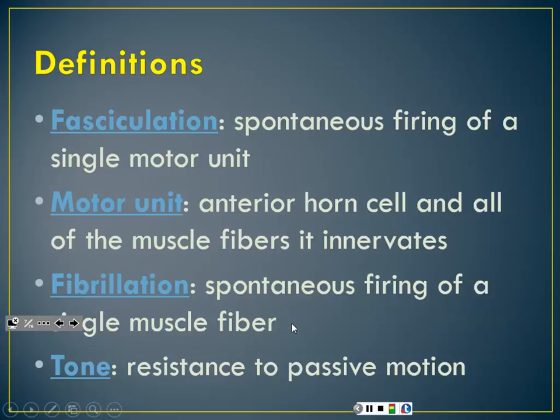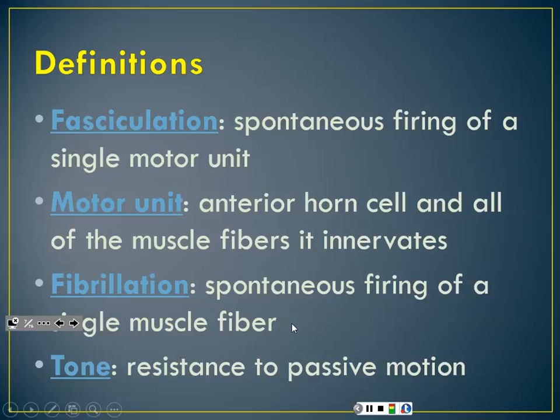Fibrillation is the spontaneous firing of a single muscle fiber. You cannot see that. The only way you can find that is by putting a needle in. If I see a fibrillation, it's telling me that something is actively going on at that time and that there's damage. So if I put it in and they've got fibrillations and fasciculations, it's a chronic active process that's lower motor neuron.